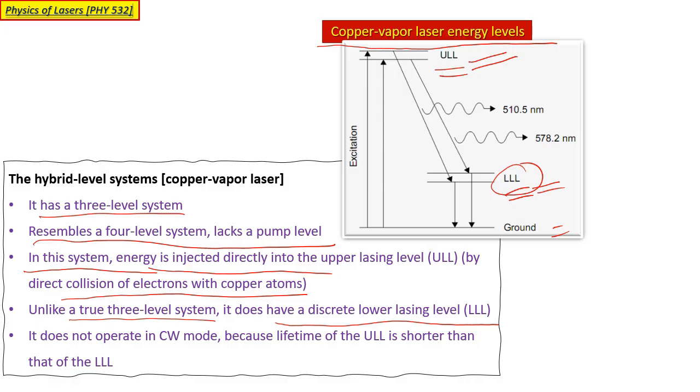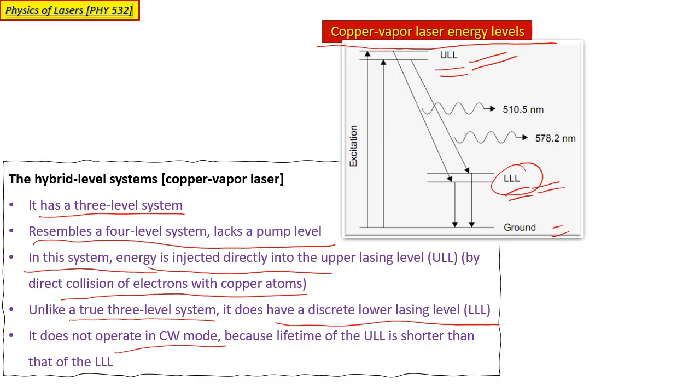And it does not operate in CW mode. What is the meaning? It doesn't operate in CW mode. As I mentioned, all the 3-level lasers are hard to pump continuously. Even though this resembles a 4-level lasing system, it has 3 levels, so it's hard to pump. So it is only operated in pulse mode.